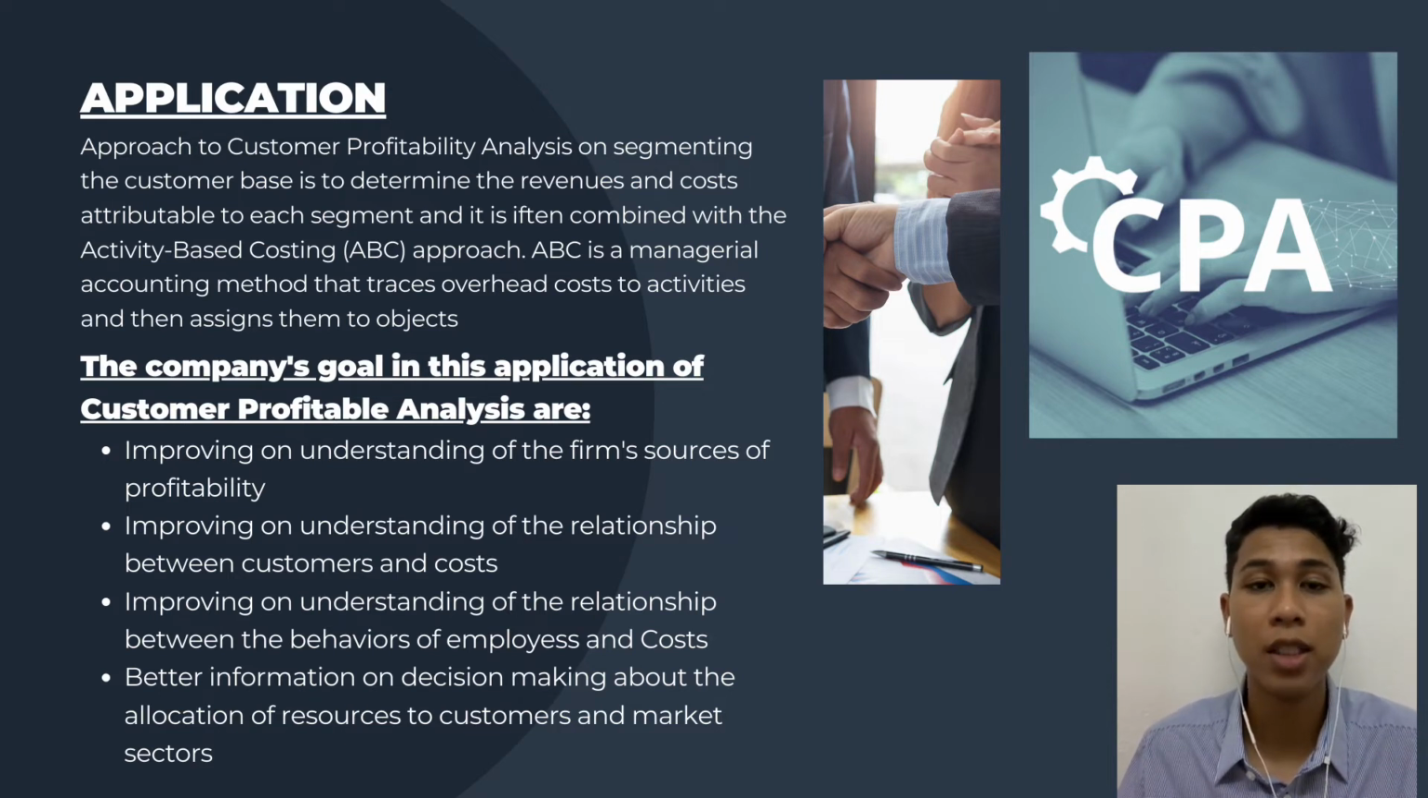ABC is a managerial accounting method that traces overhead costs to activities and then assigns them to objects. In other words, it is a way to allocate indirect overhead costs to the product or department that generates this cost in the production process.